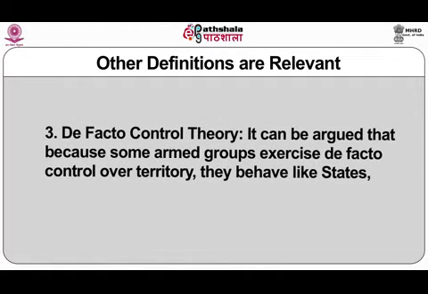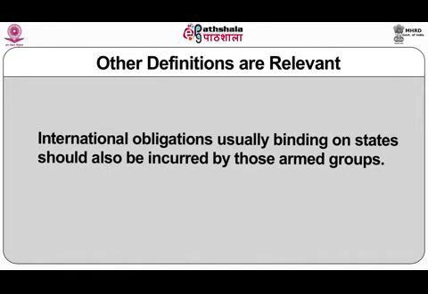Third is the de facto control theory. It can be argued that because some armed groups exercise de facto control over territory, they behave like states. International obligations usually are binding on states and should also be incurred by those armed groups. The limitation is, even if this is accepted for some armed groups who meet this criteria, as not all of them exercise territorial control, it is not a general theory.